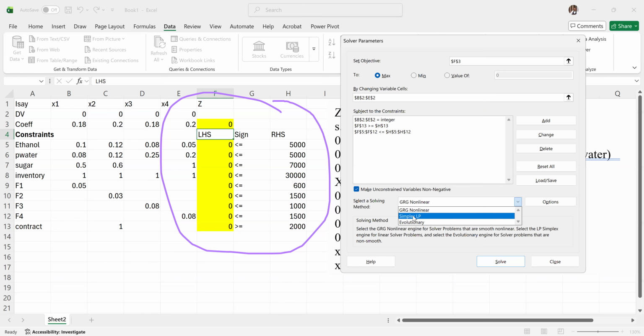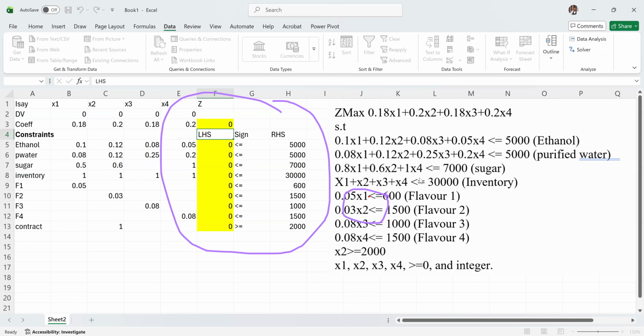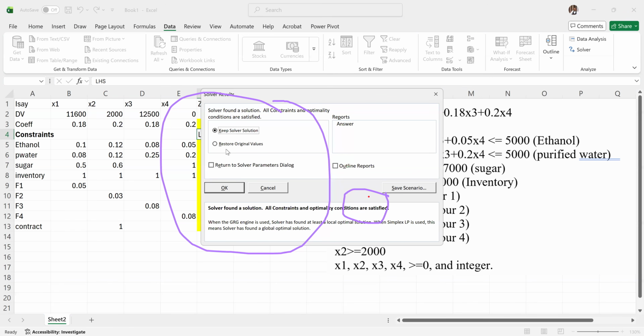Okay, so you select simplex LP. And that's it. You click solve. After that, it tells you that it's got a solution. Now at this stage, you click restore original values. And then you click answer.